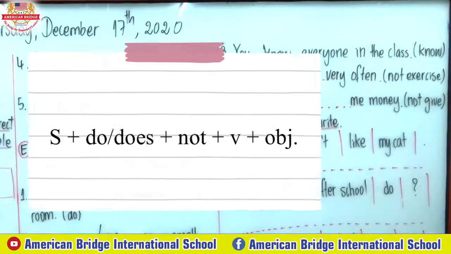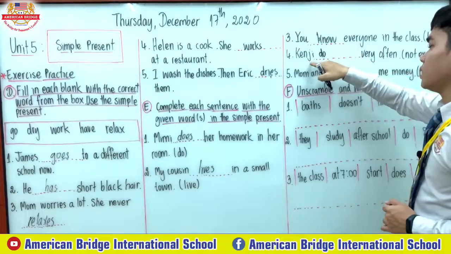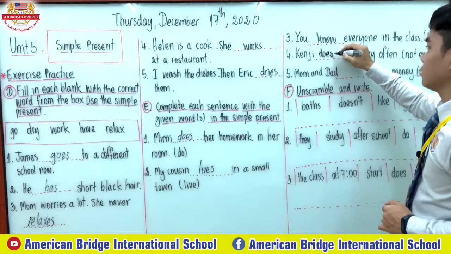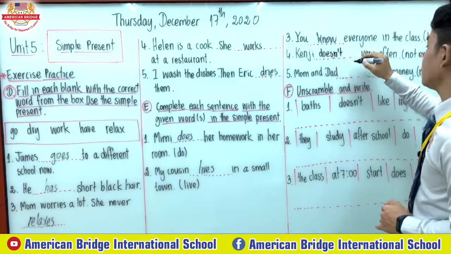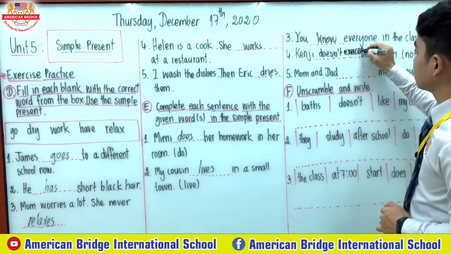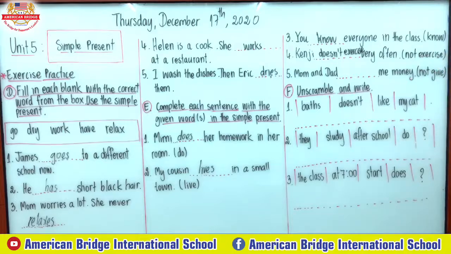Okay, very good. Kanji. So as Kanji is the third person singular subject, you need to use it with does, right? Does not, or doesn't exercise. See everyone? Doesn't exercise very often. So number 5, last one in our part A, mom and dad.